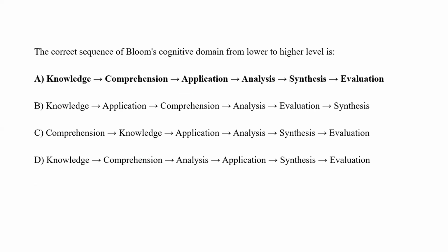The correct sequence of Bloom's cognitive domain from lower to higher levels. What is our first step? We saw the cognitive domain. In Bloom's taxonomy, we have three domains: cognitive, affective and psychomotor. This we have seen. So first in cognitive: knowledge, comprehension, application, analysis, synthesis and evaluation. Actually, Bloom's pattern is what we are using nowadays to create question papers also, so we are very familiar with it.